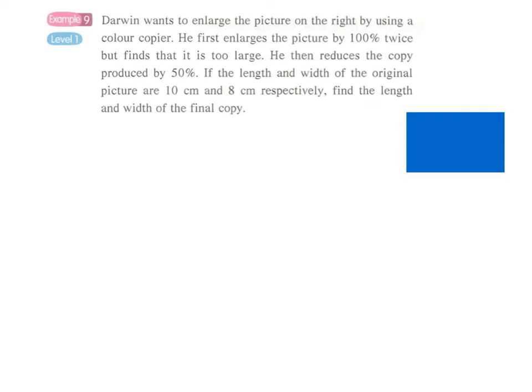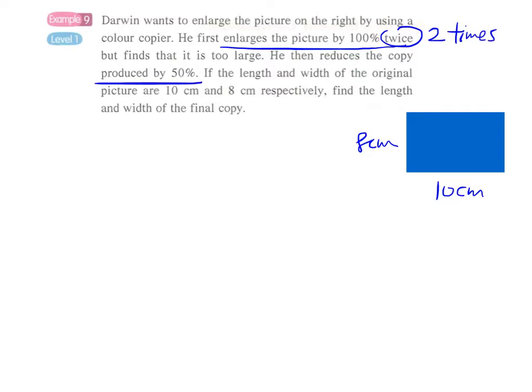Okay, example 9. Darwin wants to enlarge the picture on the right by using a color copier. Let's suppose this is the picture, and the length and the width are 10 cm and x cm respectively. He first enlarged the picture by 100% twice, that means 2 times, and then he reduced the copy by 50%. We have to find the final length and width of the copy.